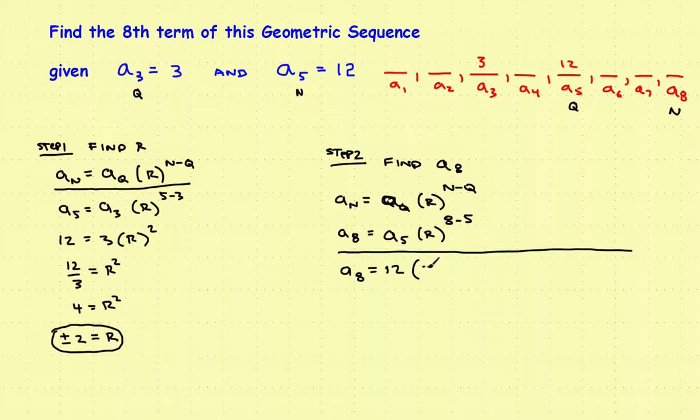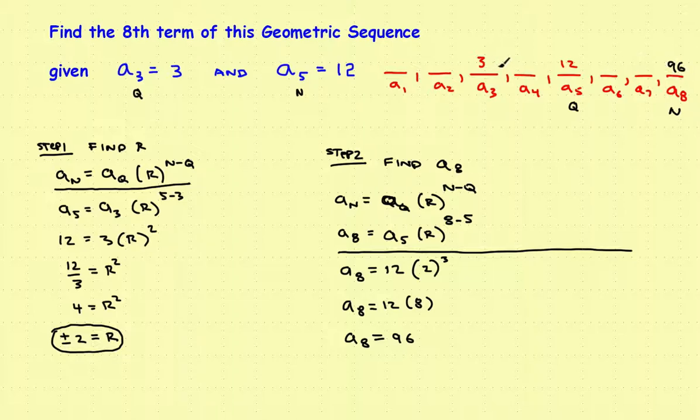So at this point, we'll split the thing into two possibilities. In the first one, we'll assume that it's a positive 2. Then 8 minus 5 would be 3. So that gives me a sub 8 equal to 12 times 2 cubed, and 2 cubed would be 8. And I get a sub 8 is 96. So this term right here is going to be 96, and that's going to be the answer to the problem.